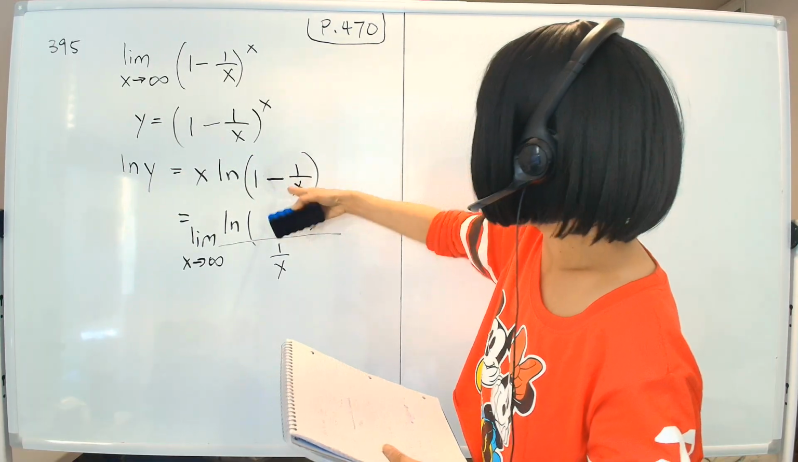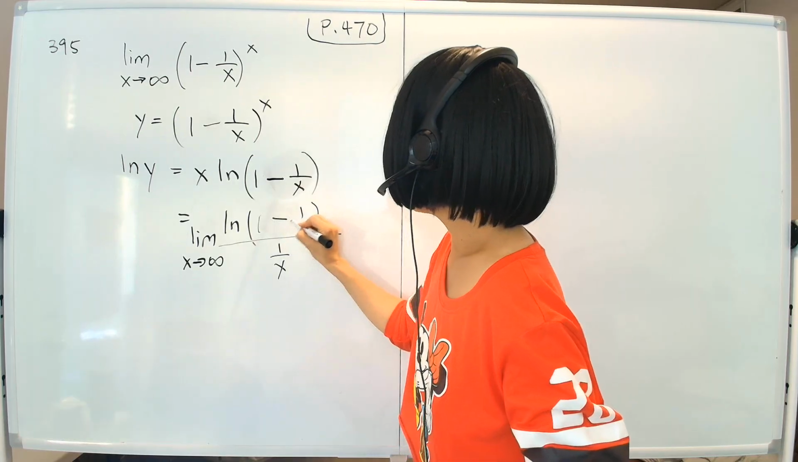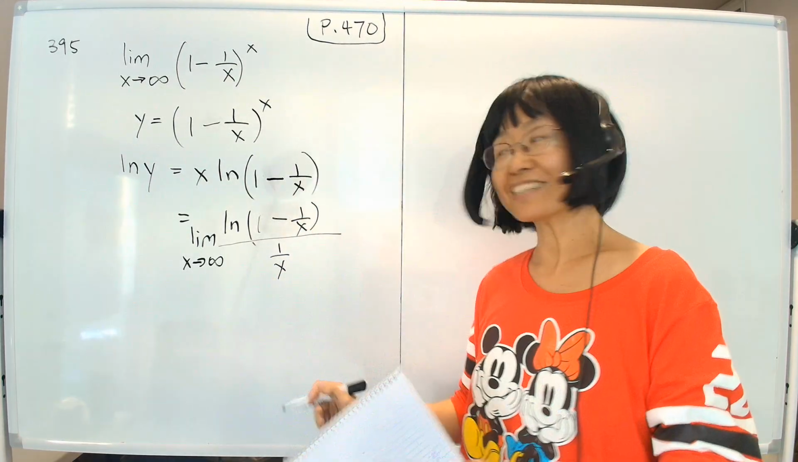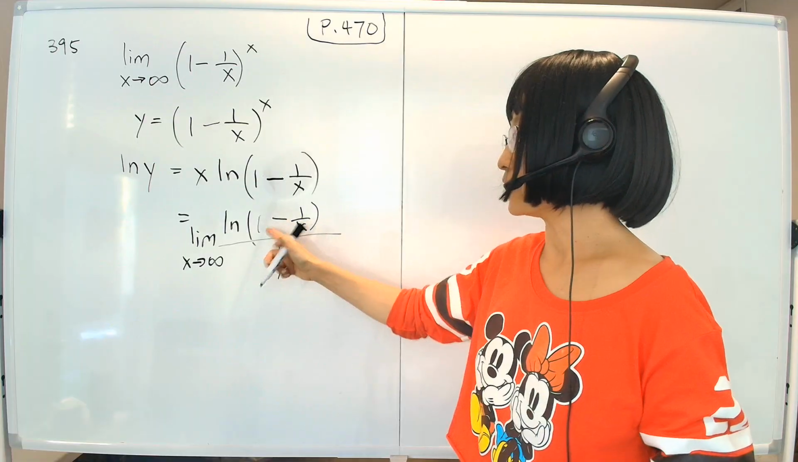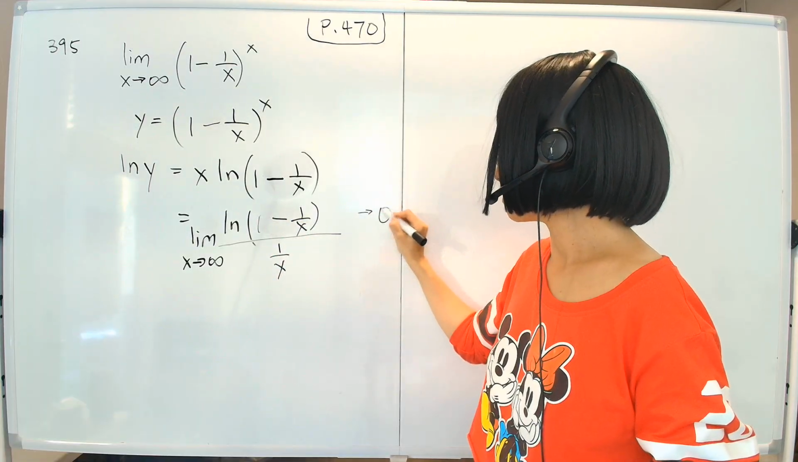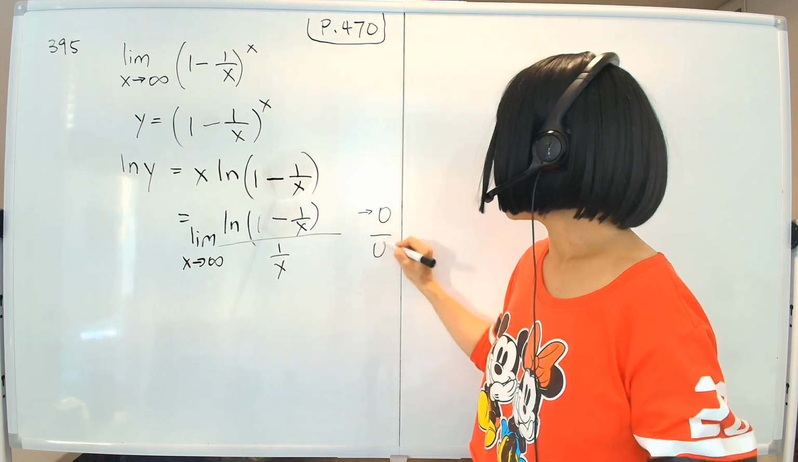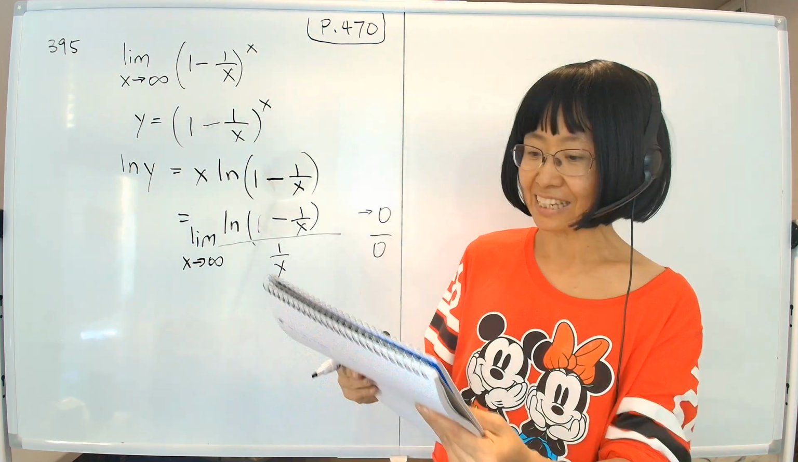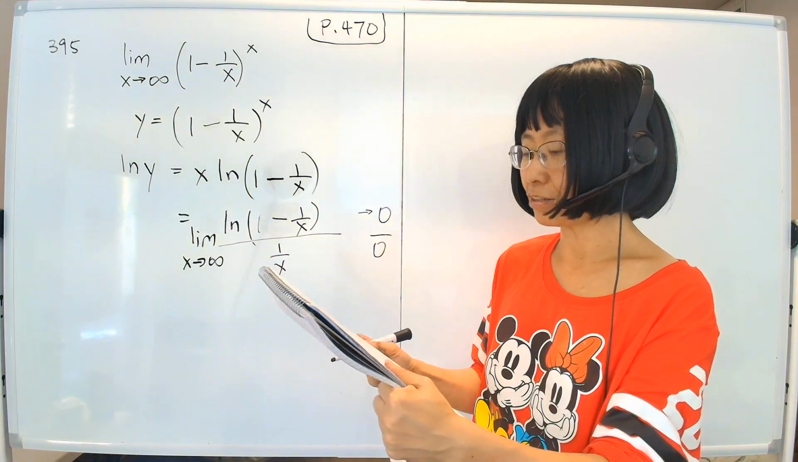We'll just keep it like that, okay? So 1 minus 1 over x. As x goes to infinity, this becomes 1, and natural log of 1 is 0, so that goes to 0. And as x goes to infinity, same thing, 1 over x goes to 0. So we have a 0 over 0 case. Now with that, we can apply L'Hopital's rule.